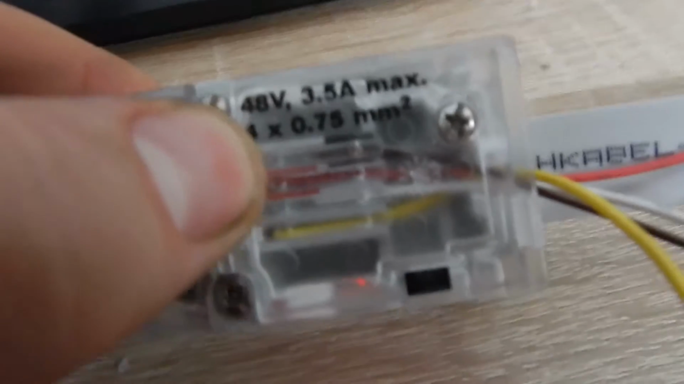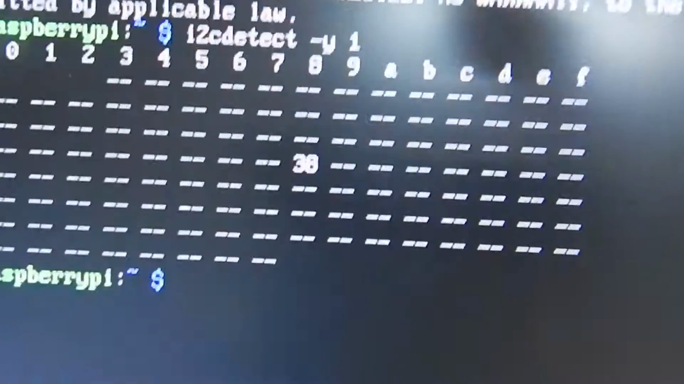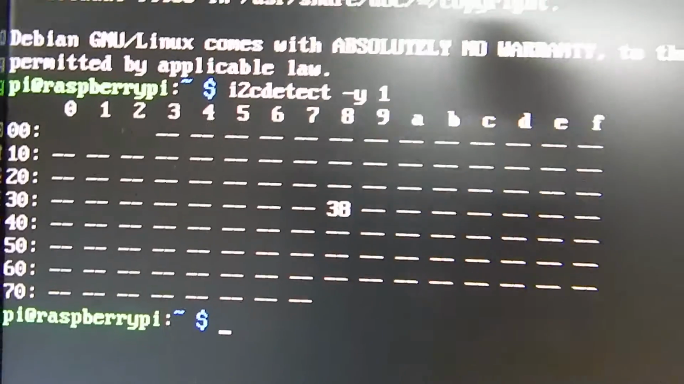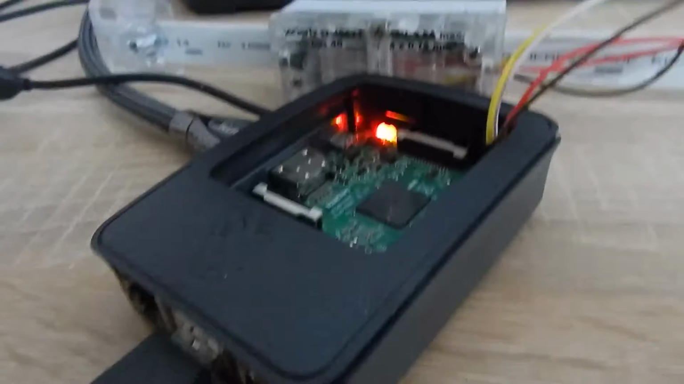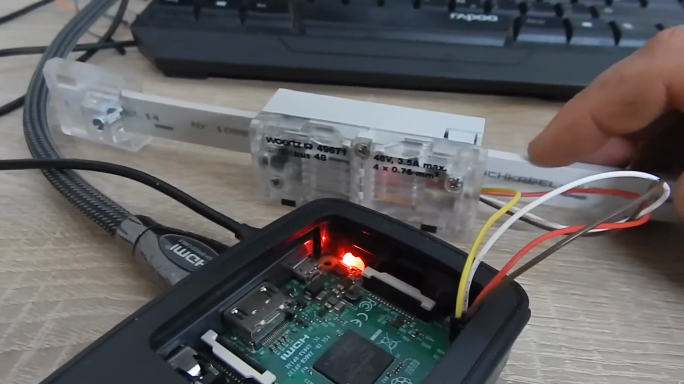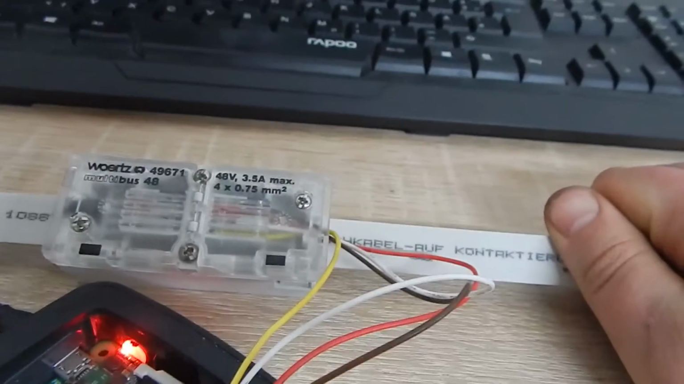So I finally wrapped the cable around, put it into the spikes, and ta-ta-ta-ta! I2C detect tells me at which address I have my bus device. So after knowing that trick, it was done in a few seconds.